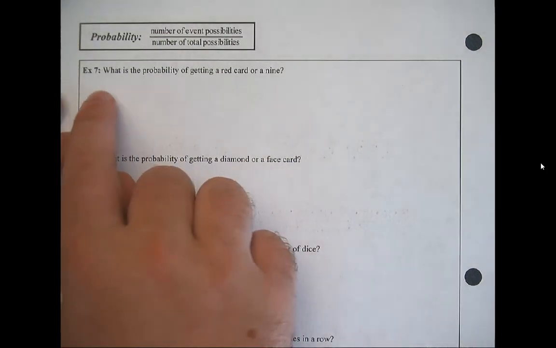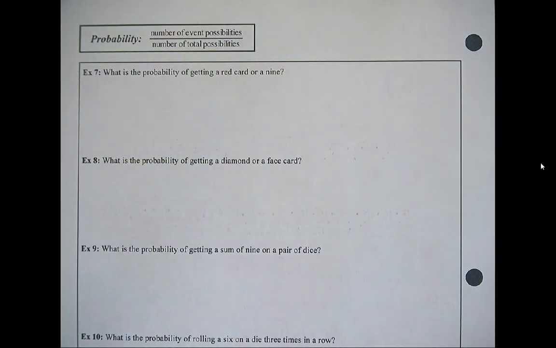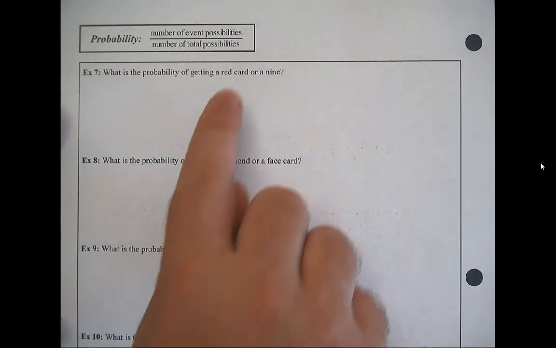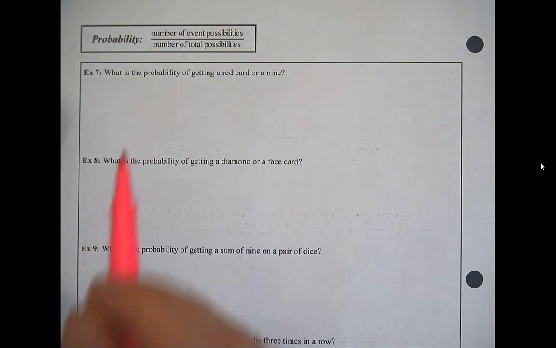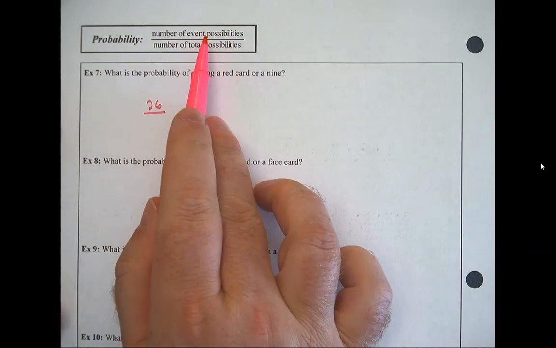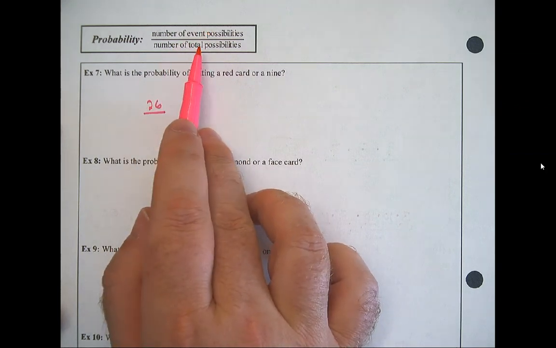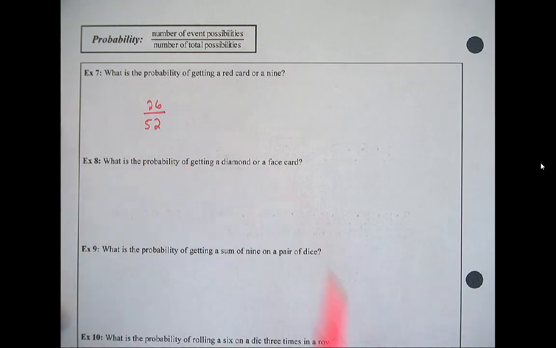So what's the probability of getting a red card or a 9? So this gets a little bit sneaky here. So you can go to your deck if you need to count and look things up. Let's count the probability. How many ways could we get a red card? Let's start with that one. Well, there are 26 red cards. That's the number of ways my event could happen out of the total number of things that could happen. There are 52 things that could happen.